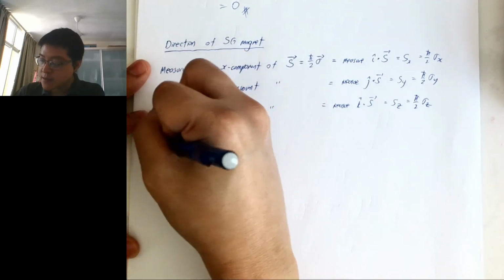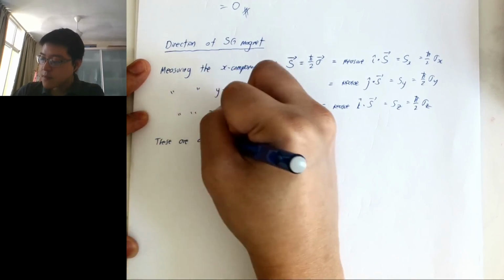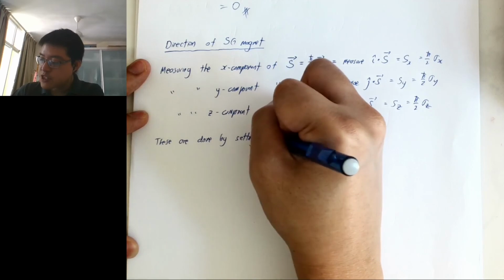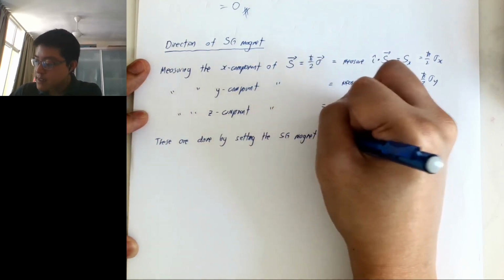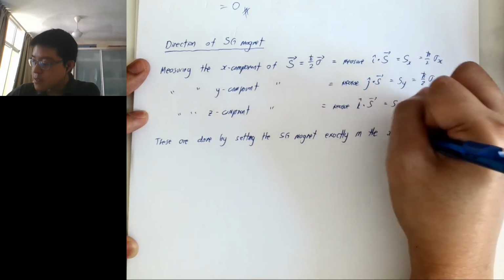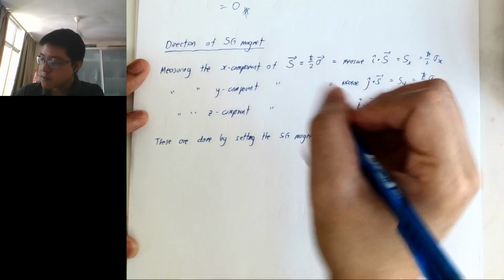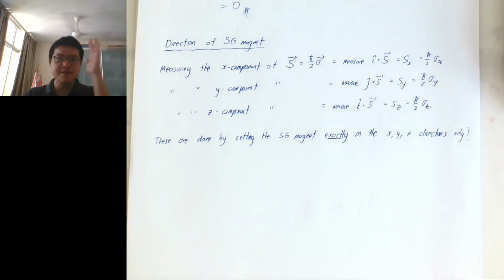So these are done by setting the SG magnet exactly in the X, Y, Z direction only. So that is kind of fixed, right? Sigma Z, sigma Y, sigma X.